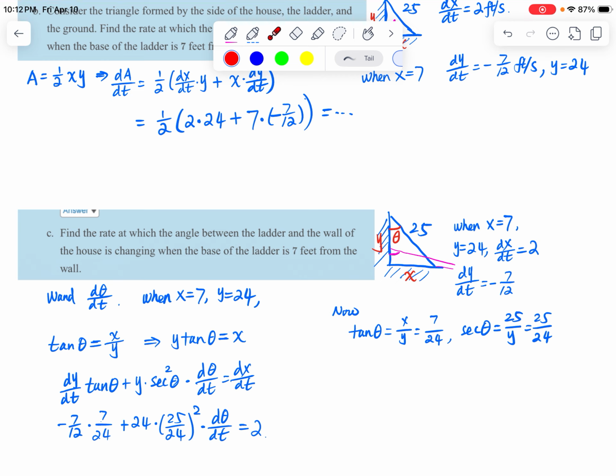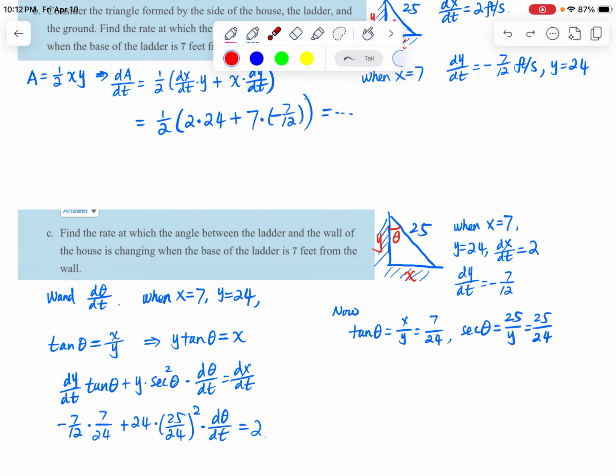So here's what we want: dθ/dt. How fast is the angle changing? From part A, we already know that when x is 7, y is 24, dx/dt is 2, and dy/dt is negative 7 over 12. So we want dθ/dt, and we need to come up with an equation that connects θ, x, and y.